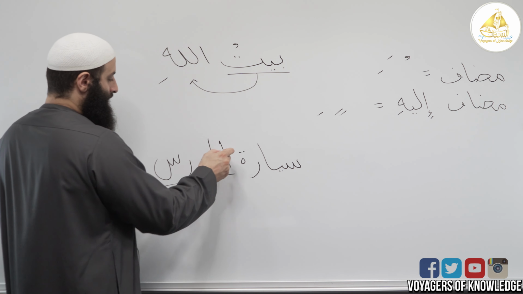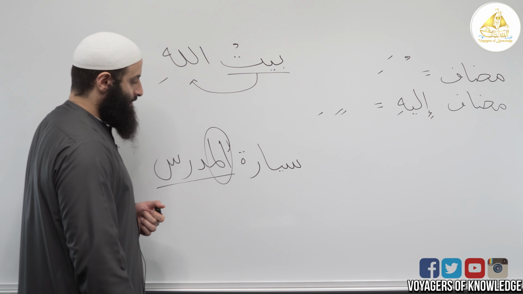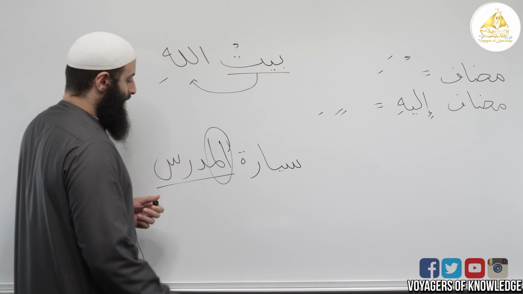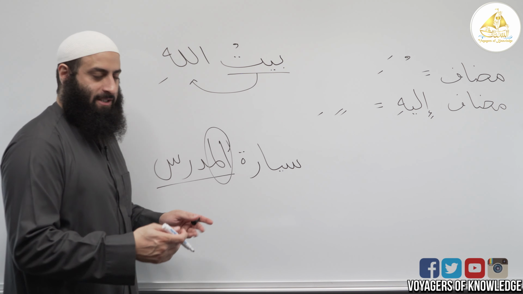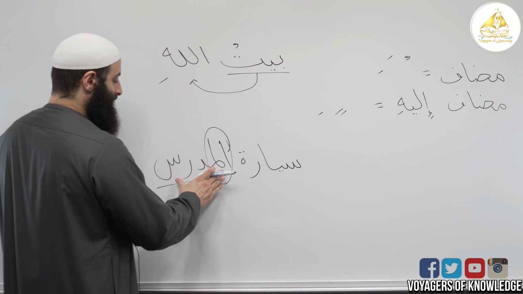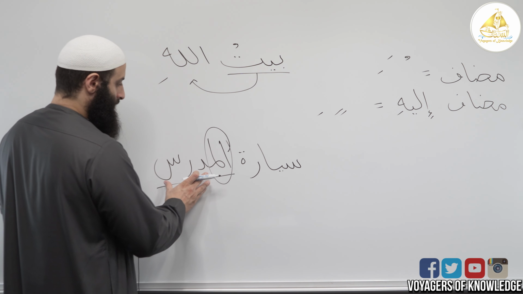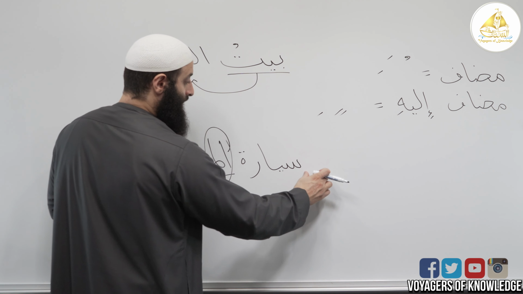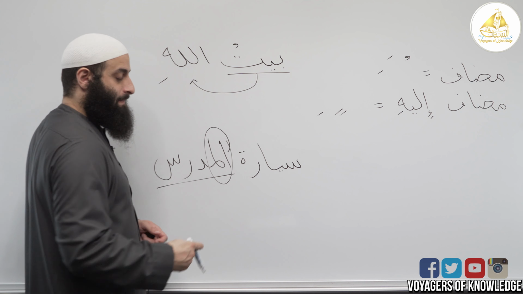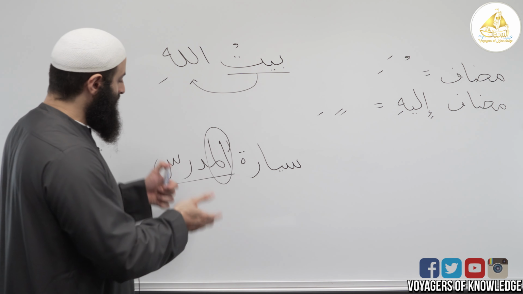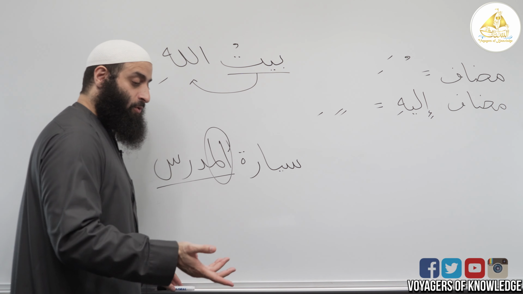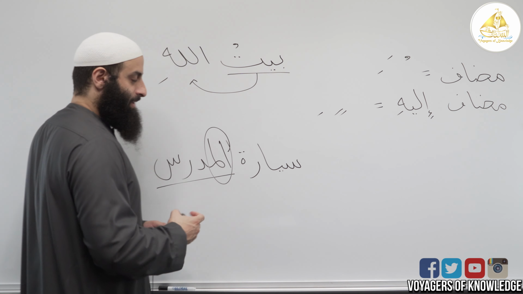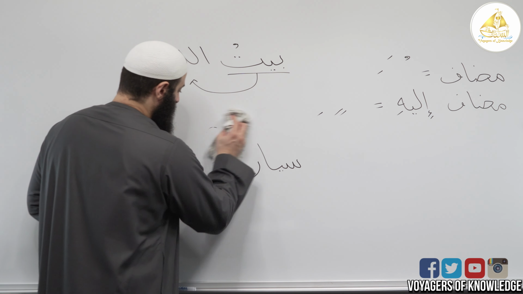Why? Because it has this alif and lam here, right? And I want to keep that in my translation. So I'm going to say the teacher's car instead of saying the car of, because there's no alif and lam connected to the sayyara. So that's why I prefer to keep it the other way. But if you were to say the car of the teacher, it means the same thing.